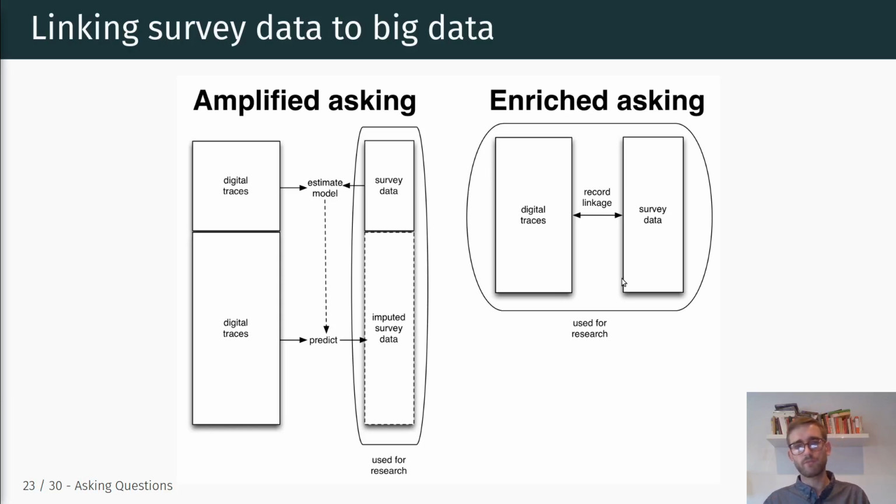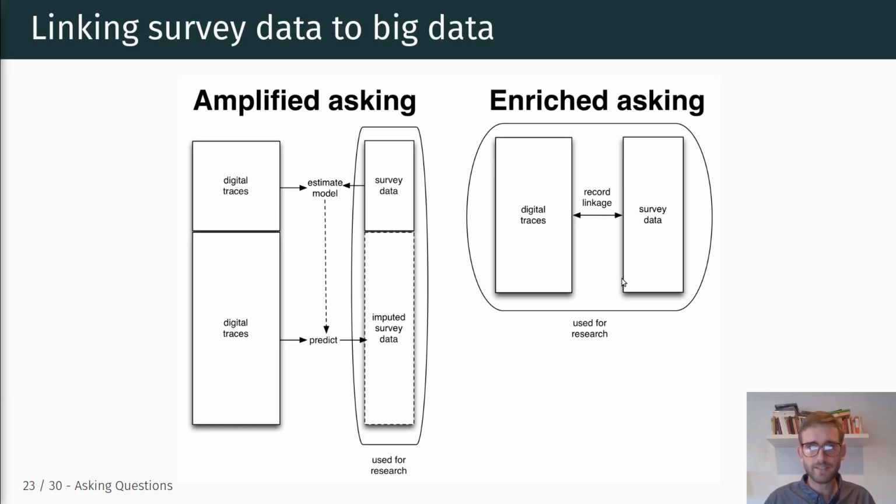And I'm going to talk through another example of this type of linkage between survey data and other big data sources. But first off, from a more general conceptual perspective, it's important to distinguish two different types of linking survey data to big data. And in the Bit by Bit book, this is described pretty well, and the distinction is made between what the author calls amplified asking on the one hand and enriched asking, right?